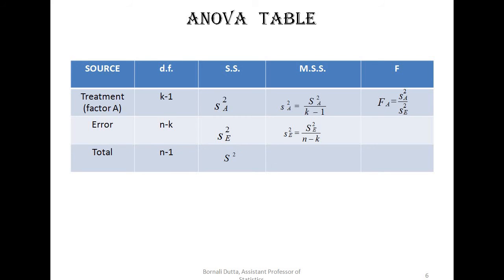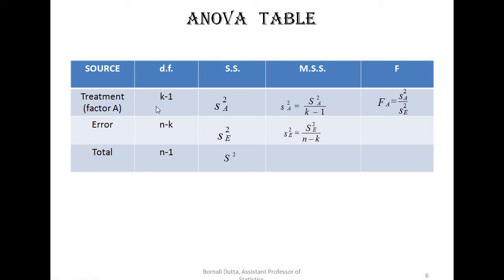This is the final ANOVA table. Here the first column represents the source. The second column represents the degrees of freedom. The third column represents the sum of square. The fourth column represents the mean sum of square, and this is the final F-test. Here we have a factor A which is called treatment.